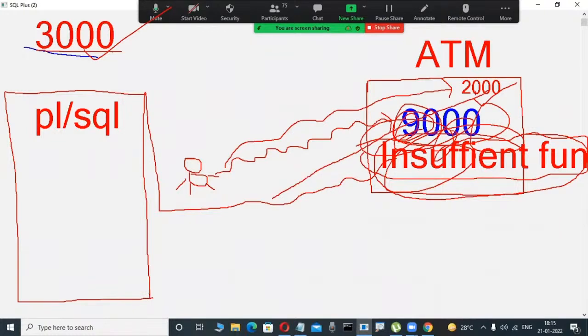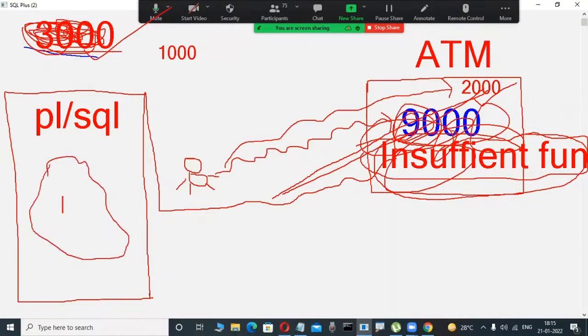Now, whenever we withdraw 2,000, what is the available balance? Here 3,000 minus 2,000, that is 1,000. That I want to reflect in my database. Otherwise, if you withdraw 2,000 and still 3,000 remains available, the total banking system collapses. All those transactions are written through code only. That's why, for this type of coding, PLSQL developers are required in a project.